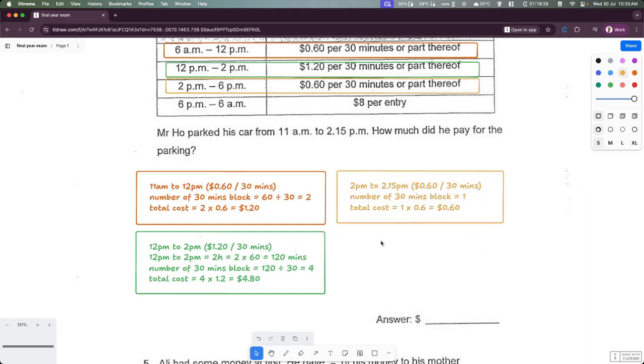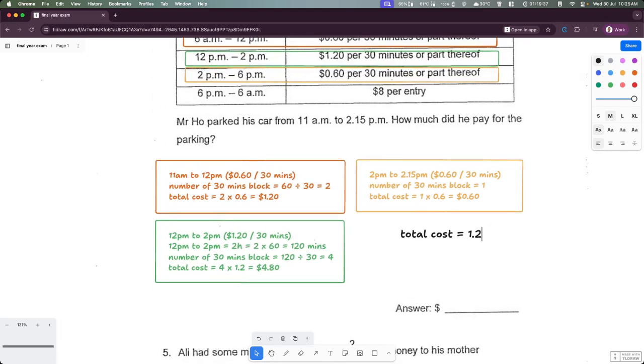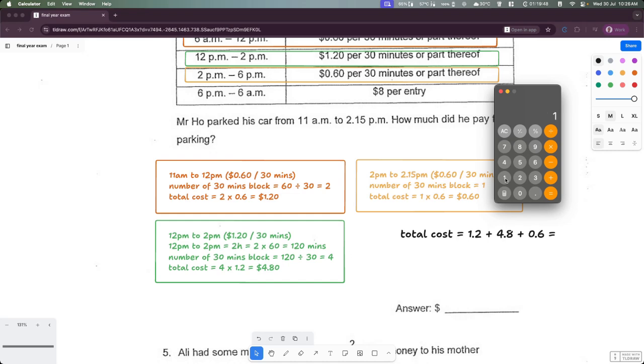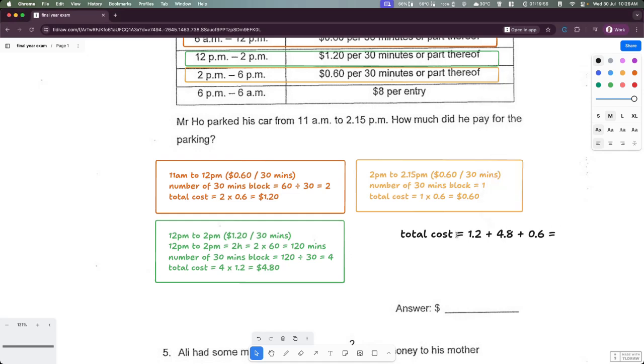All right, and lastly, what's the total cost? So let me write this down. Total cost is equal to 1.2 plus 4.8 plus 0.6. Okay, so let's use the calculator, right? So in this case, 1.2 plus 4.8 plus 0.6. This will give us $6.60. Okay, and there you go. That's the answer. $6.60. Okay. Ta-da. Let's move on to the next question.